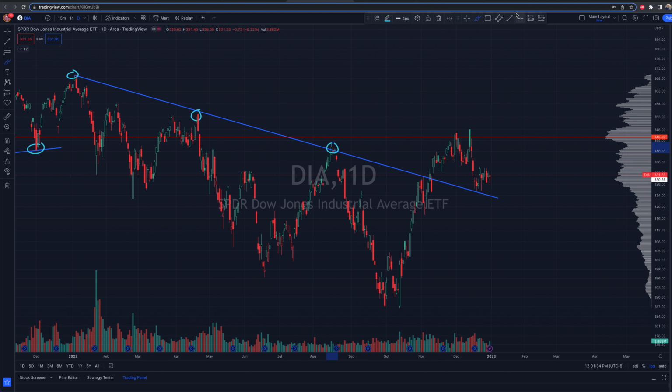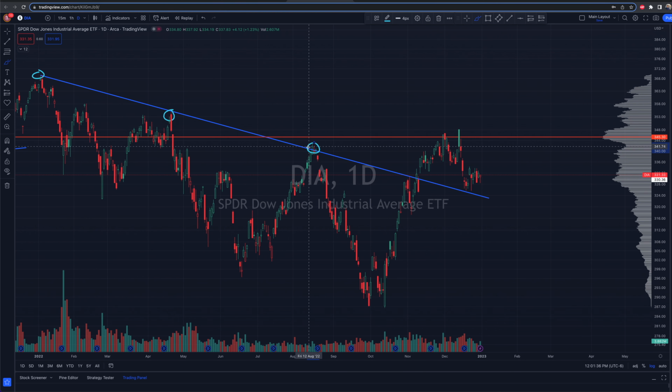So in this case, we broke above that trend line barely, okay? And then we couldn't continue. We could not get continuation. Did not happen. And we fell back below. That tells me, okay, this area is still a valid area. We also came up and touched this level again, had a slight pullback, and then eventually broke through.